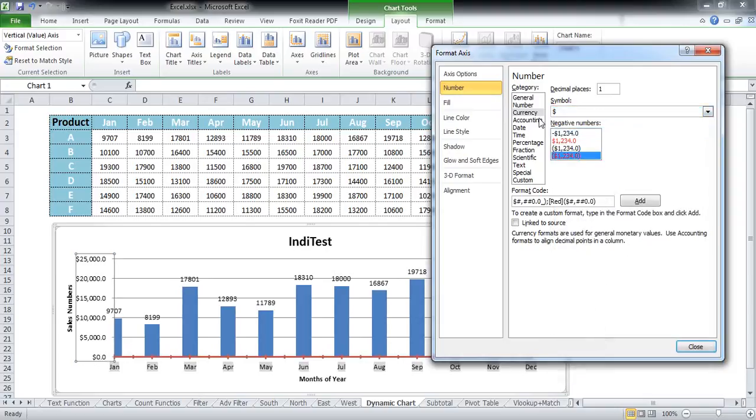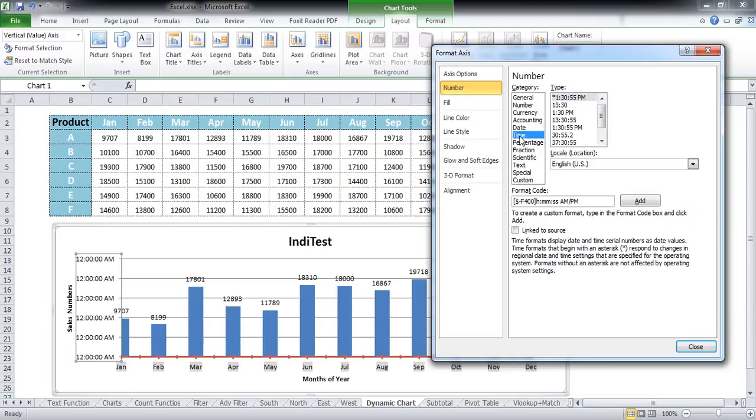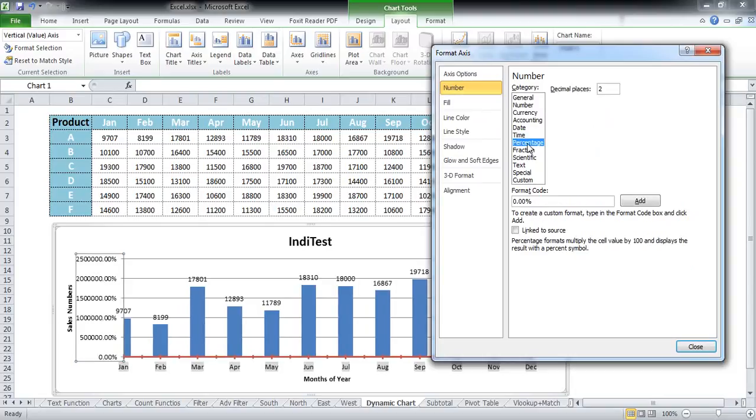So you can see in this case, my values have one value after the decimal place, and the currency is dollar. And if there were negative numbers, they would appear in this manner. Not just that, you can even format your vertical axis in the form of a date, in the form of a time, or in the form of a percentage, and so on. So these are the whole lot of options which you can use to format your vertical axis in the way you want to.